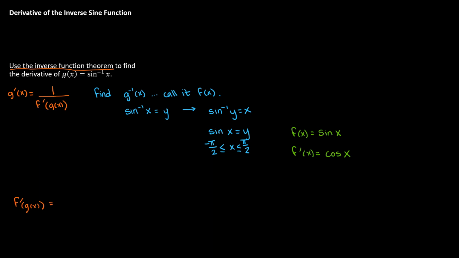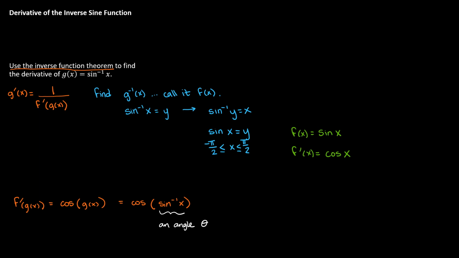We have f prime with g plugged in, so that would be cosine with g plugged in, and since we know g is sine inverse, we have cosine of sine inverse of x. Now, we're going to need to build on some of our trig foundations here to figure out what that expression really means. Recall that cosine takes in an angle.